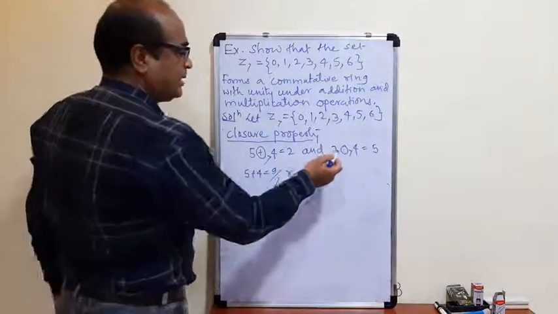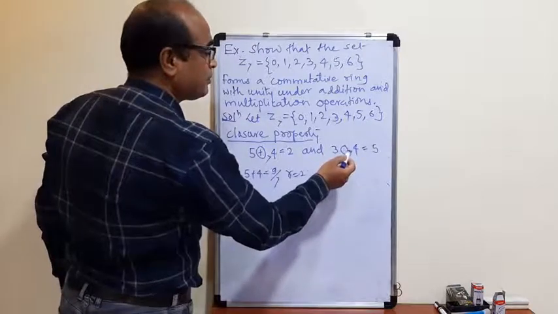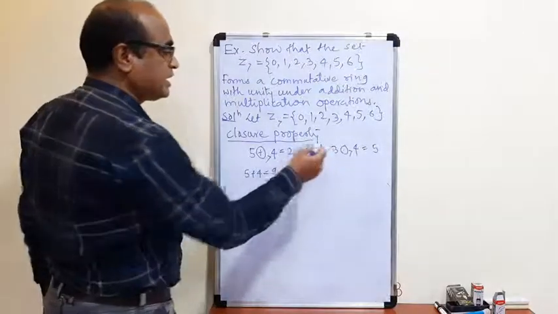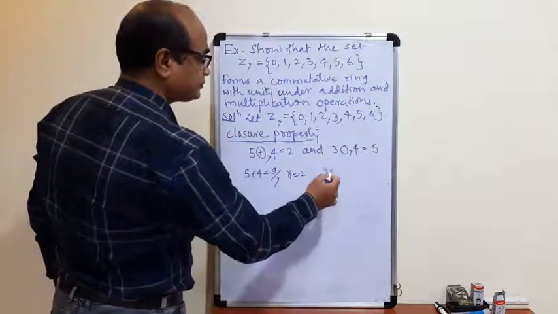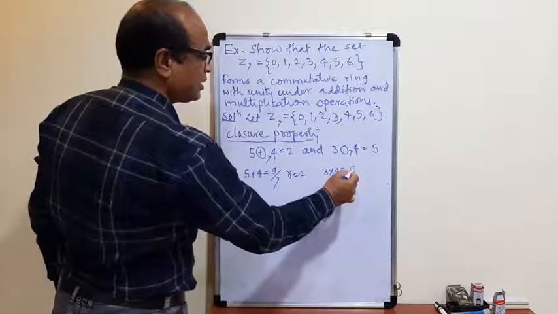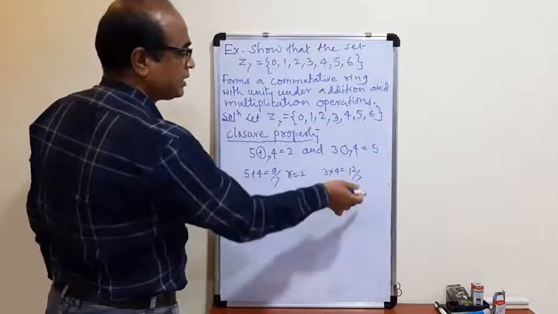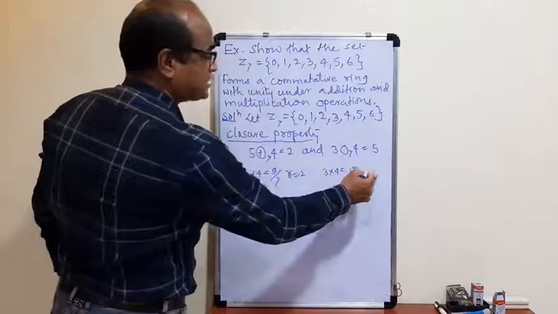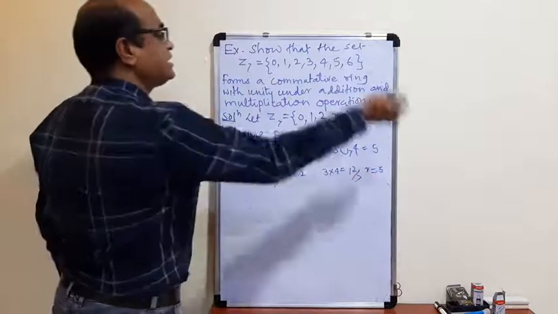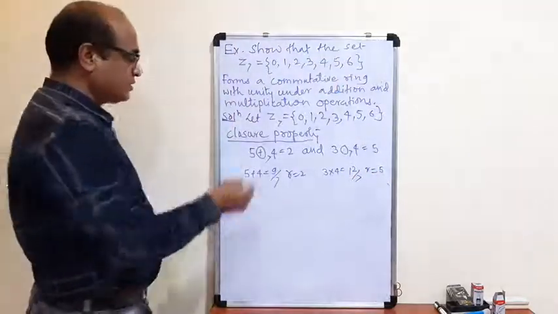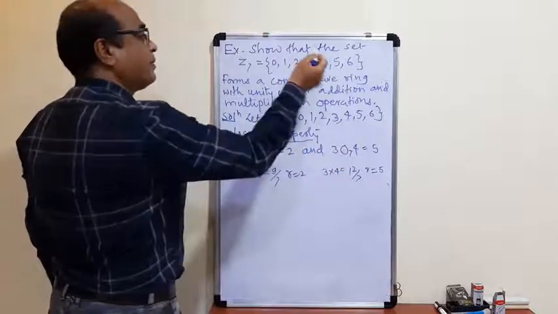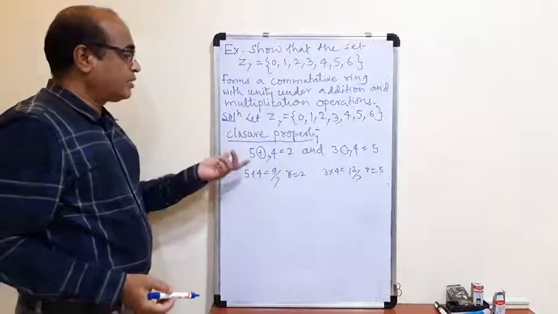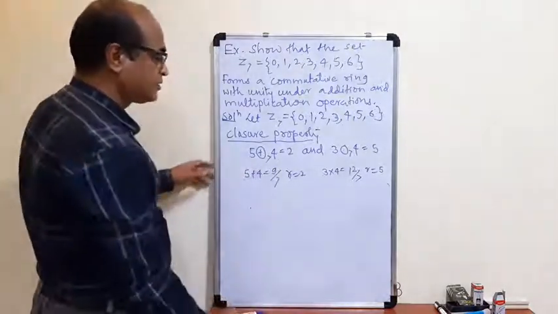Similarly, take 3 multiplication modulo 7 with 4. That is 3 into 4, which is 12. Then divided by 7, 7 goes once, and the remainder R is 5. So 5 is also a member of this set. So 3 and 4 are members, and 5 is also a member. Therefore, the closure property holds here.